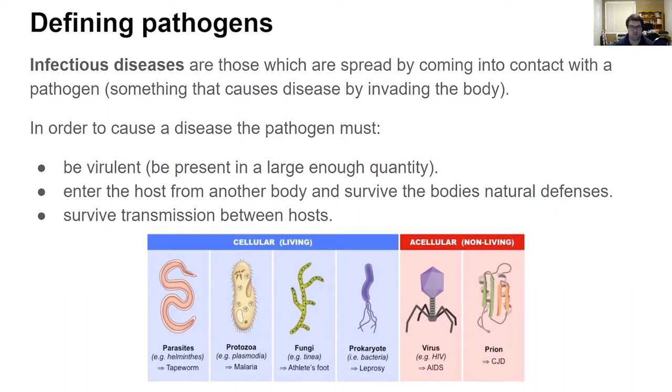Some common examples of the microorganisms and viral particles that we talk about: we have parasites, so tapeworms, protozoa such as malaria, fungi, which cause athlete's foot, and prokaryotes or bacteria that cause a variety of diseases such as leprosy, as well as viral particles which cause things like HIV. And one which people might not be familiar with, we have prions, or infectious proteins, that cause things like mad cow disease.